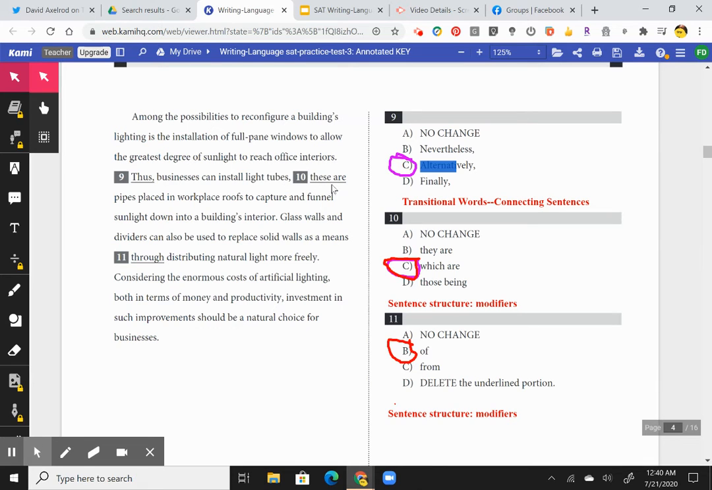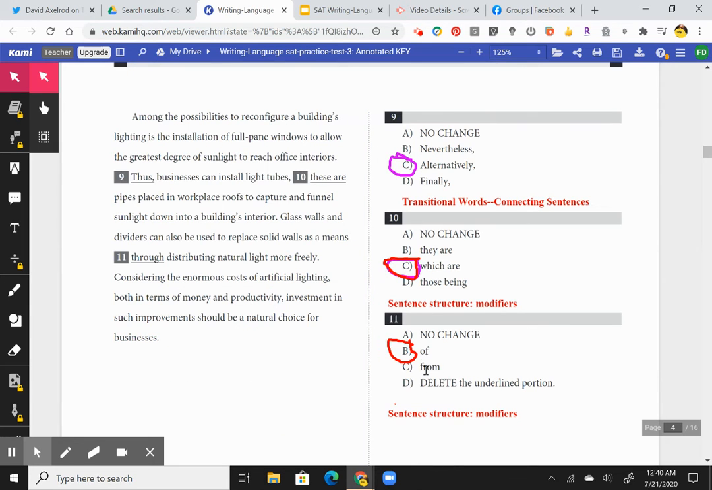that's an independent clause, but this is a dependent clause, which are pipes placed in workplace roofs to capture and funnel light. We need to make a dependent clause here because we have a comma. We don't have a semicolon. If we were to separate them with a semicolon, which wouldn't be an option, those they are would work. Those being doesn't work here because it doesn't properly modify this independent clause. This is an independent clause, remember, because it can stand alone. Alternatively, businesses can install light tubes. The test writers are asking you to add a dependent clause to that, and that's accomplished with which are.